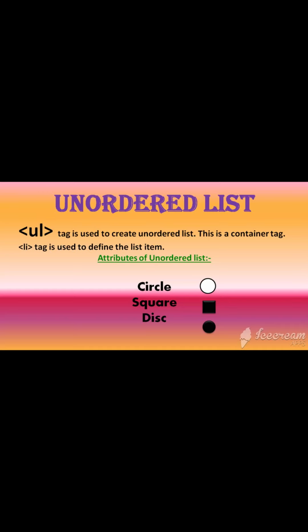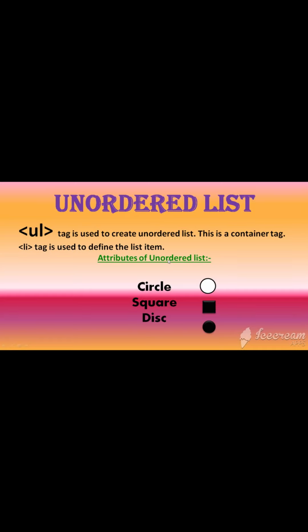First, unordered list. UL tag is used to create unordered list and OL tag is used for ordered list. UL is a container tag, that means it should have opening as well as closing tag, and LI is used to define the list item, right?